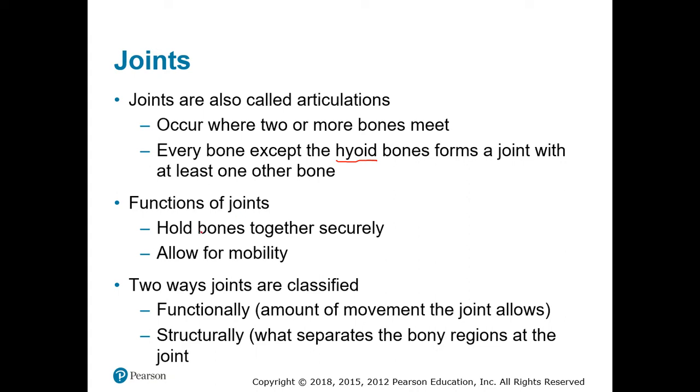Now, the function of joints is to hold bones together securely, but also allow for mobility for us to move. We have our elbow joint to bend our elbow, our knee joint to bend our knee. There are two ways that we can classify joints, and I'm going to talk about each of these two ways. First, functionality, or the amount of movement that the joint allows. Does it allow little movement or a lot of movement? And then we're going to classify it structurally, which means what's its structure, what it's made up of. So what separates the bony regions at the joint?